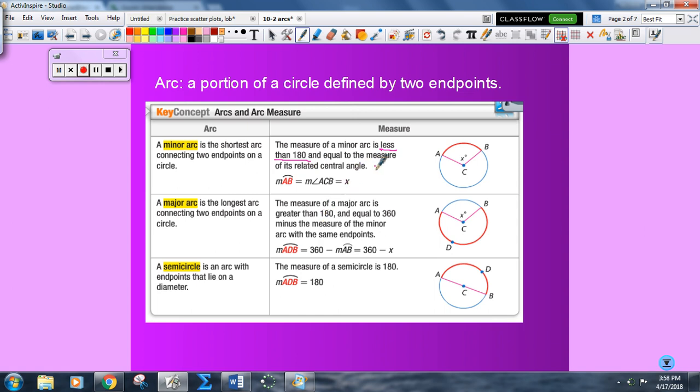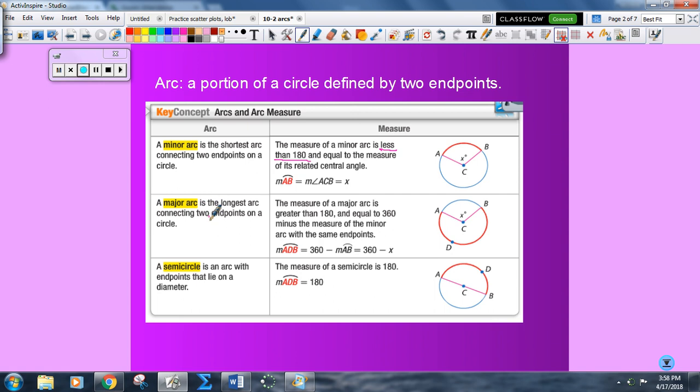And the measure of an arc is equal to the measure of the related central angle. So if we look here, you see that I have angle X. It is the central angle whose sides create the arc AB. Therefore, the measure of AB is equal to the measure of angle ACB, or X.